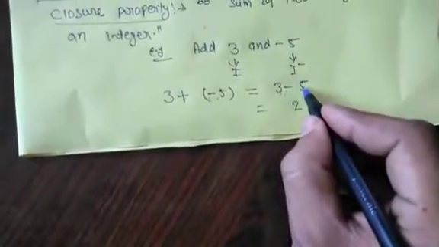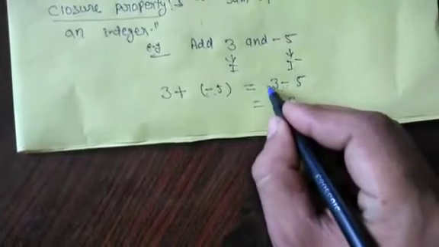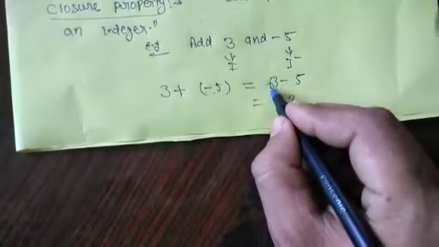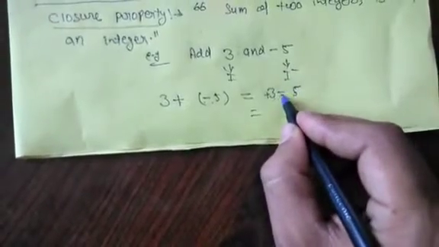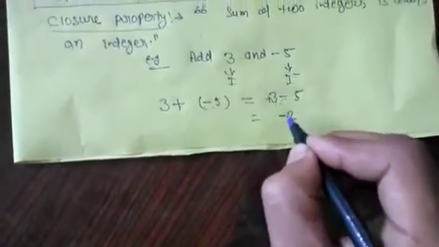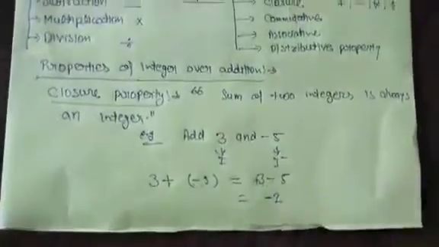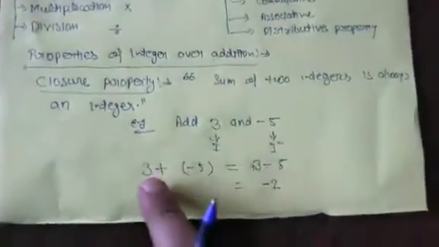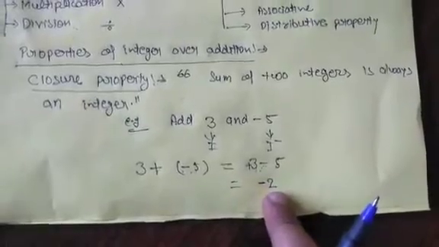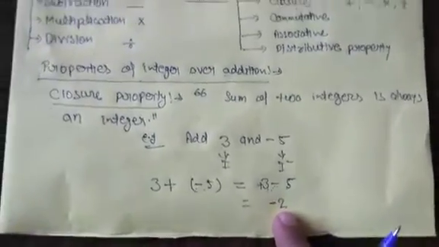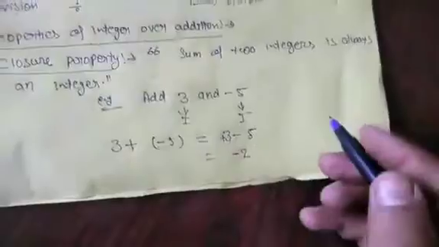And as we can see here, before 5 there is minus and before 3 there is no symbol, so we may consider it as positive. So the bigger is 5 and before that minus is there, so the minus sign will be there, so minus 2 will be the answer. Children, we can see after adding 3 and minus 5 we are getting here minus 2. That is a negative integer.